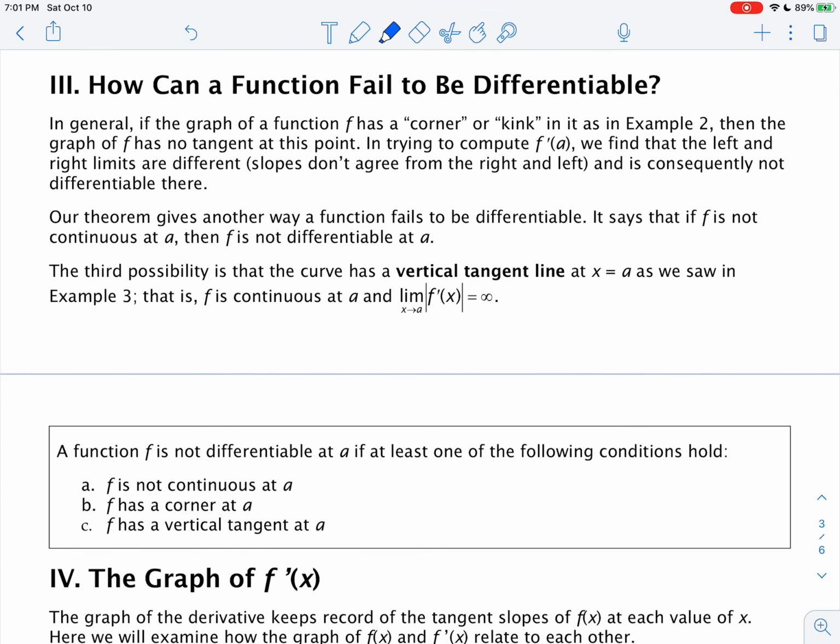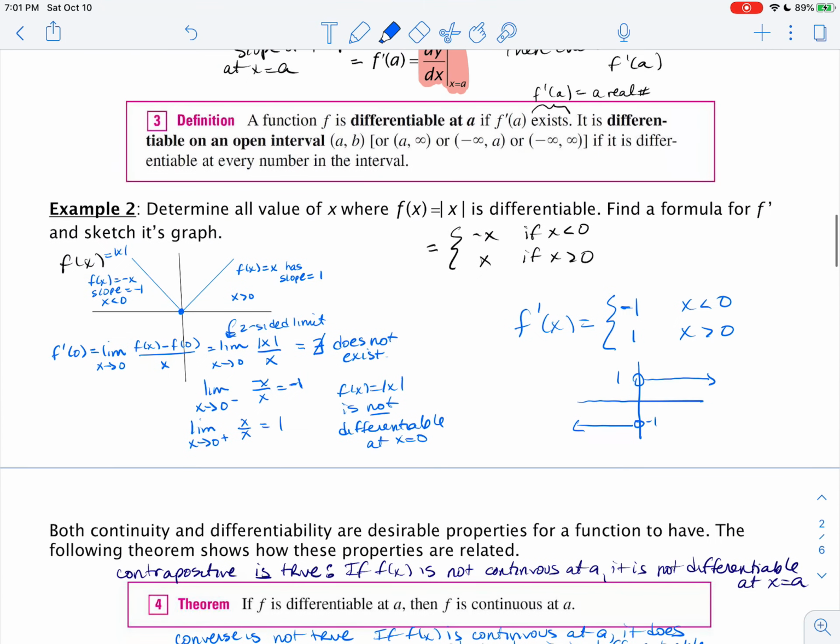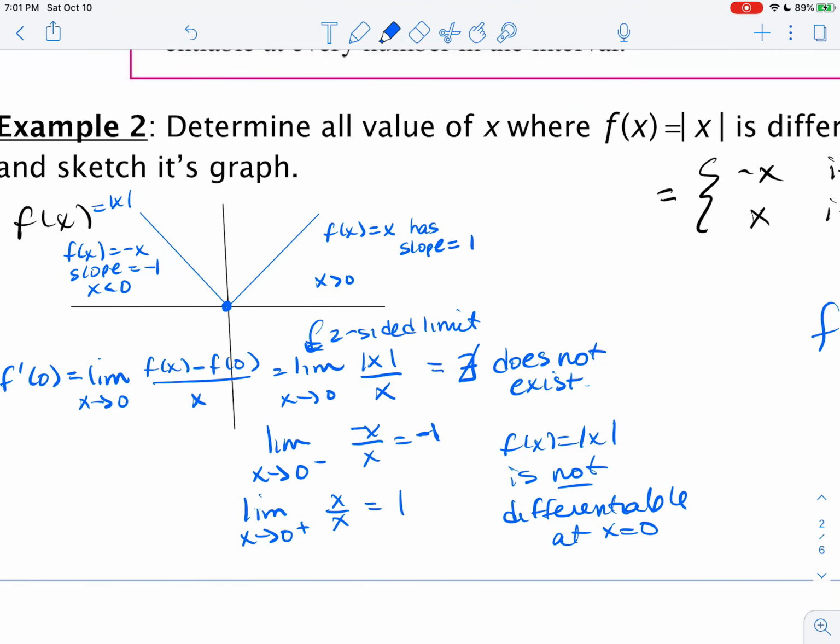So in a nutshell, how can a function fail to be differentiable? If it's not continuous. We already mentioned the contrapositive: if it's not continuous at a, it is not differentiable at a. If it has a corner, like the absolute value of x, then if we go back up to the absolute value of x, and remember that our derivative is the slope of the tangent line, you can't really draw a tangent line here. Is it that one? Is it that one? Is it that one? We can't define it. It's not differentiable.